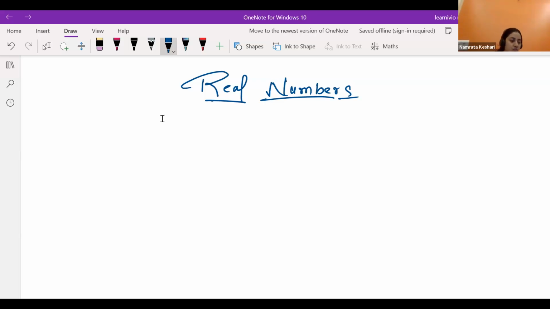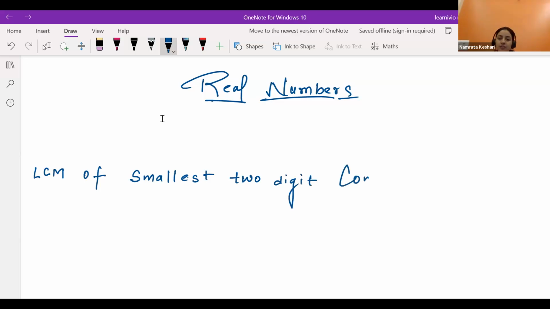So the first question is, LCM of smallest two-digit composite. Yes, everyone, please turn on your camera.